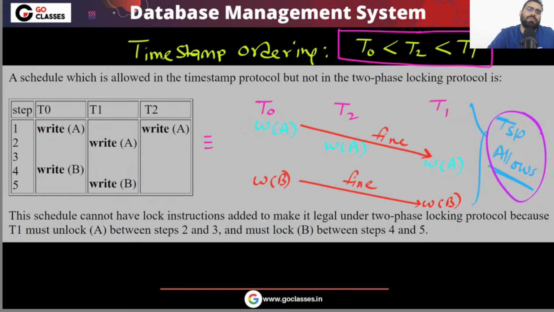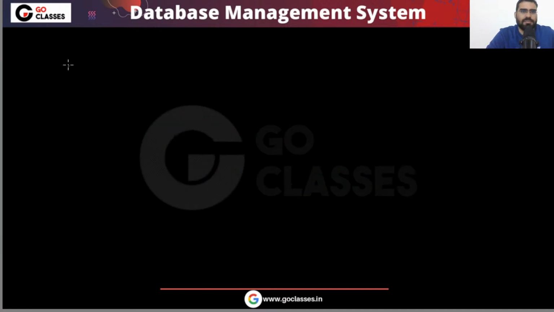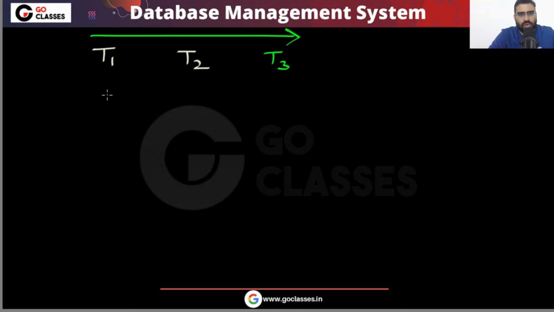Okay, so some other example we need. Such that it is allowed by timestamp protocol, but it is not allowed by 2PL. This type of example we need. Any suggestions? We need an example where it is allowed by timestamp protocol, like T1, T2, but it is not allowed by the two-phase locking protocol.